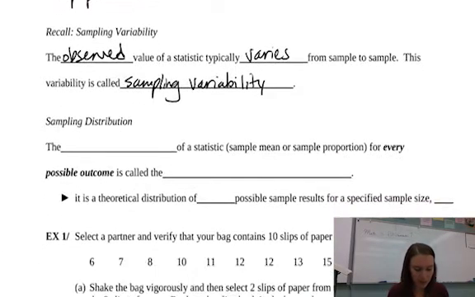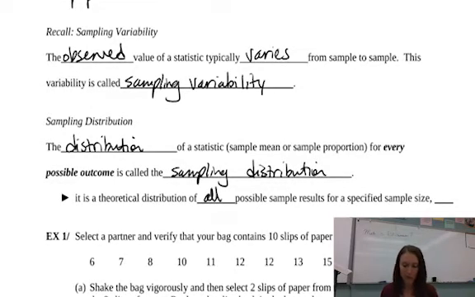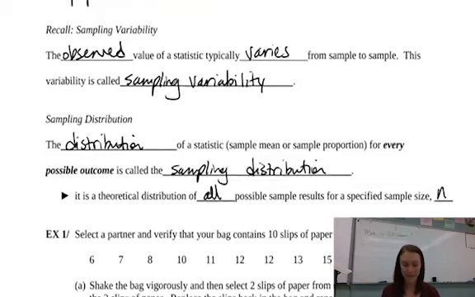A sampling distribution is the distribution of a statistic, so sample mean or sample proportion. Today we're going to be doing sample means for every possible outcome. This is called the sampling distribution. Now, this is kind of theoretical. We would have to take every possible sample from the population and get the distribution of all the means from every possible sample. We're not going to do that in real life, so this is more of a theoretical idea. It's a theoretical distribution of all possible sample results from a specific sample size, and n is the letter we use for sample size.